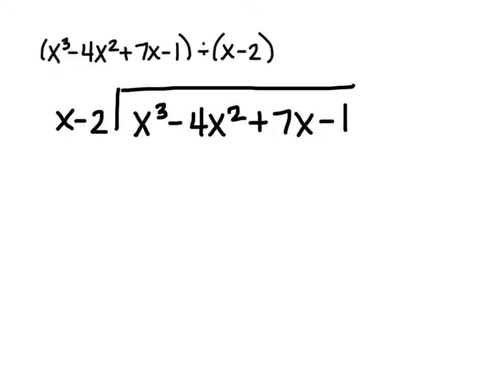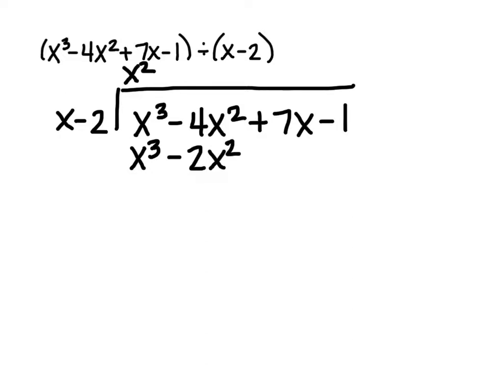The first thing we want to ask ourselves is what's going to go in this first spot up here. So we have to say what number times x is going to give me x cubed. So that first number and variable is going to be x squared. From here we're going to use the distributive property. X squared times x gives me x cubed. X squared times a negative 2 gives me a negative 2x squared.